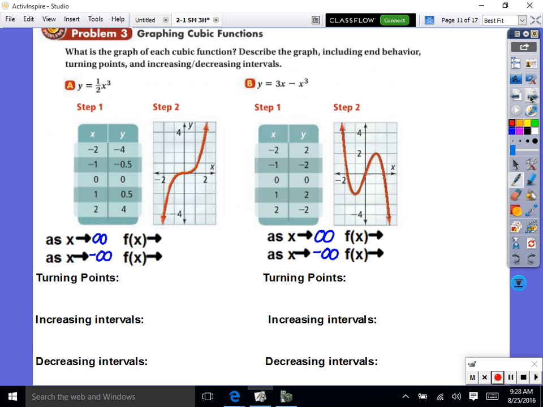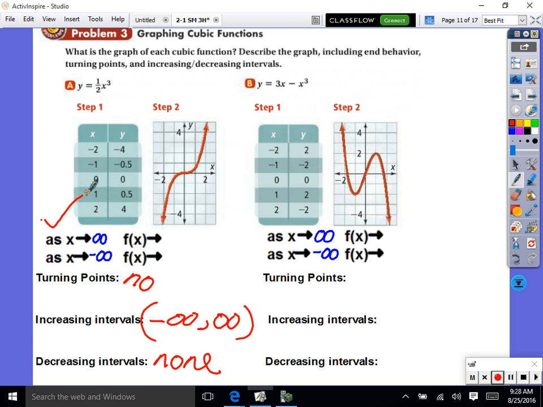Okay, sweet. So what I want you to do is grab your calculators real quick. It says, what is the graph of each cubic function? I'm going to have us just focus on this one. So looking at this first one, isn't this one strictly increasing? This one has no turning points. And the increasing interval is from negative infinity to positive infinity. I'm showing you how to write out the intervals. The decreasing intervals, there's none, because it's strictly increasing. All right, and you guys are understanding that, so we're going to skip past that.